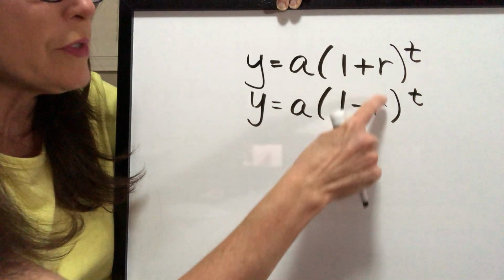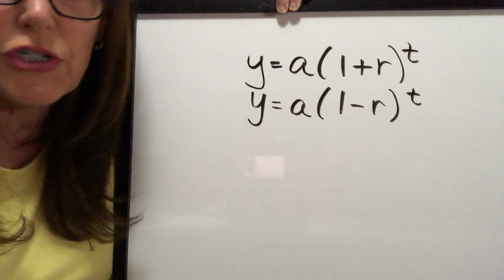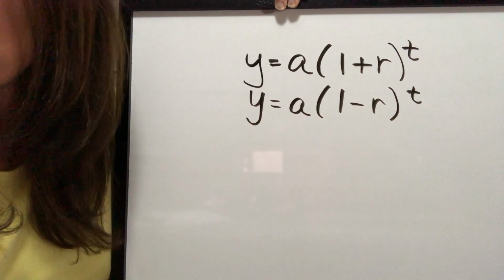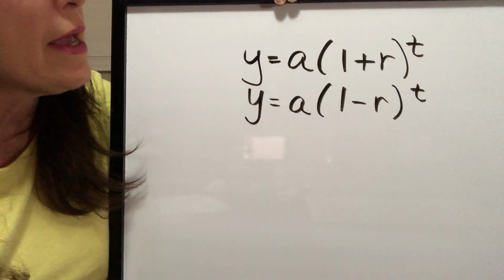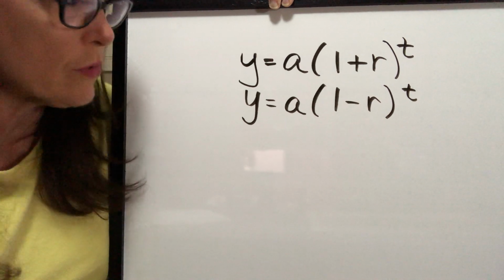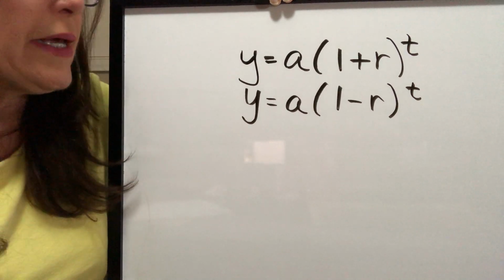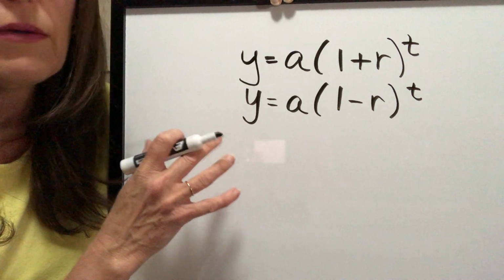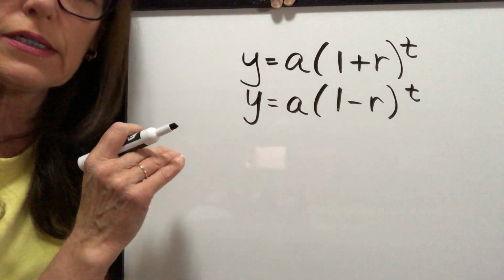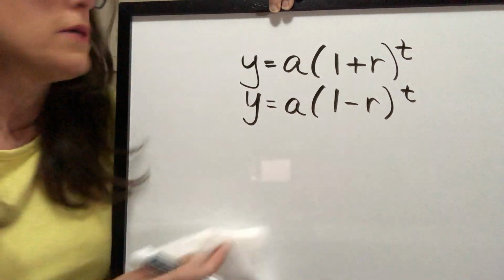The r's represent the rate, like a percentage, but you'll have to change the percentage to a decimal, which we will talk about when we get there. And then t is time, and it's generally in years, but it could be in days or hours or whatever the problem is given. Okay, so you're going to pick one of these two problems depending on whether the amount is increasing or decreasing. Okay, so I'm going to go ahead and go to number 5.